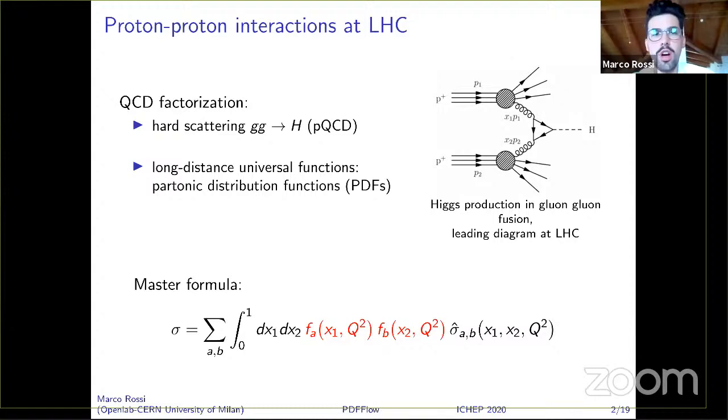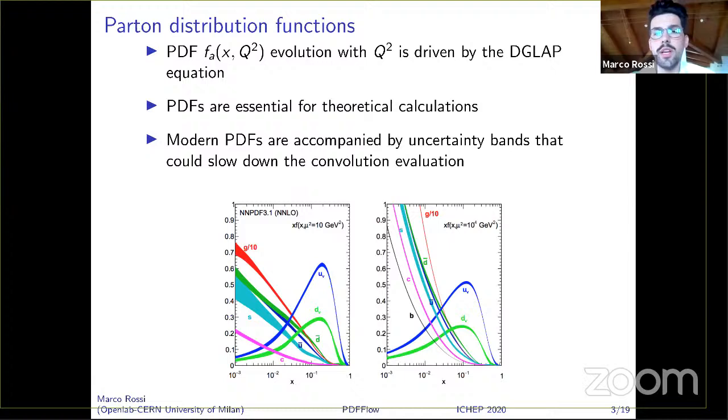The evolution of the PDF with respect to q squared is driven by the famous DGLAP equation, and as you know, PDFs are essential for theoretical calculation since they enter the calculation of the integral seen before. Modern PDFs are presented with uncertainty bands that could slow down the convolution equation. Then any improvement in modern algorithm is welcome and valuable in order to speed up the entire computation.